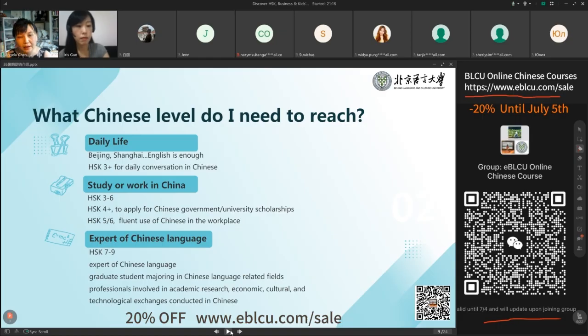For example, if you want to live here in China just for daily life, you don't want to use it for work or academic study, just for daily usage, actually you don't need much if you live here in Beijing or Shanghai or Guangzhou, in large cities. A lot of people work in an international company environment, where English is totally enough.